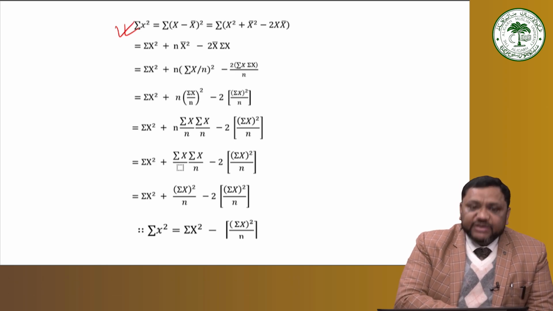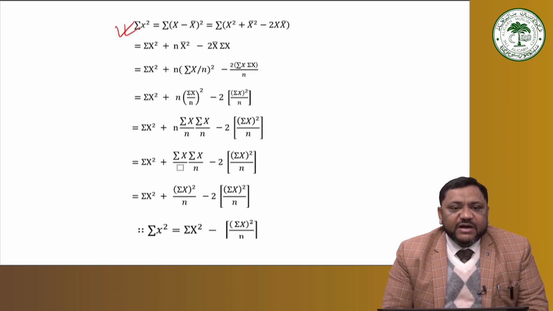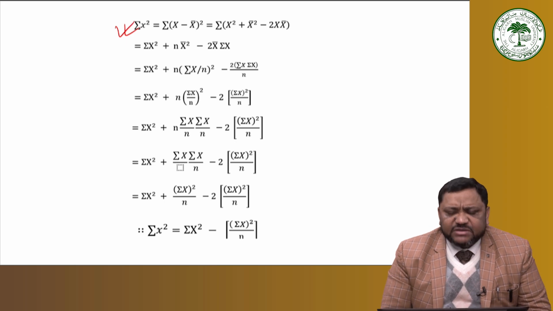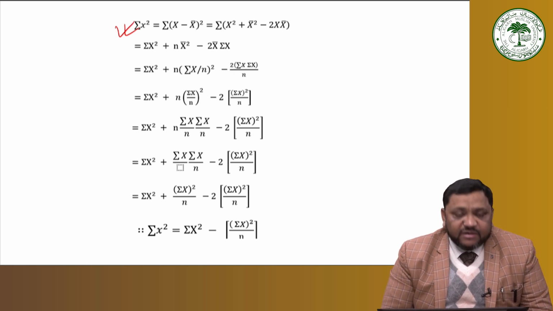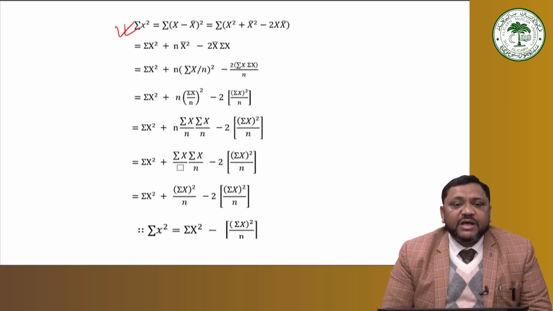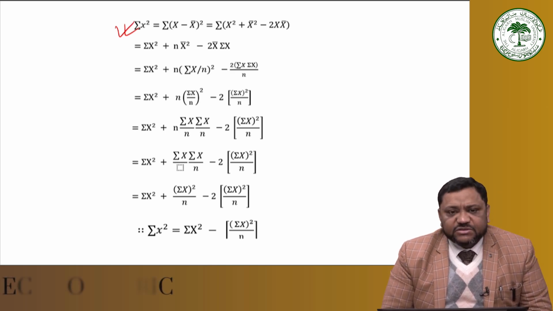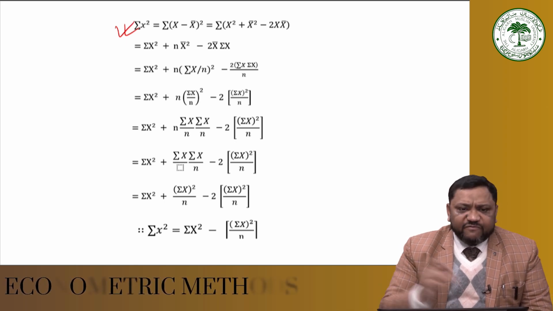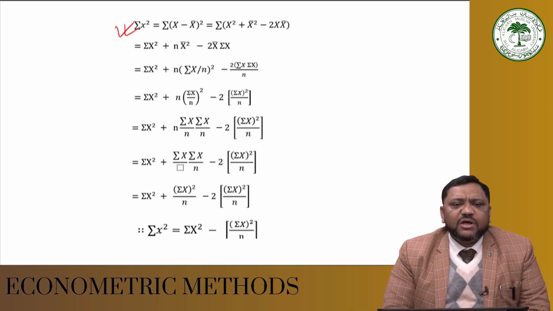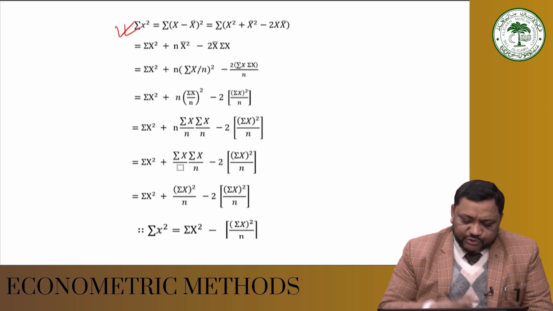Now upon rearranging, we just open the brackets and apply the summation sign to all the terms individually. So the first term becomes summation x square, plus n times the mean of x, x bar square, minus 2 times the mean of x multiplied by summation x. So we have applied summation to all the individual terms.